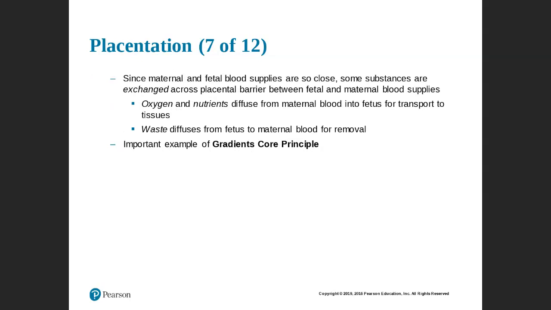So since your maternal and fetal blood supplies are so close, some substances are exchanged across the placental barrier between the fetal blood and the maternal blood supplies. Your oxygen and nutrients will diffuse from the maternal blood into the fetus for transport to the tissues, whereas waste products from the fetus, mainly your nitrogen waste products like ammonia and urea, will go from the fetus to the maternal blood for removal. So the mother's going to have double duty. She has to get rid of not only her waste, but the fetal waste.